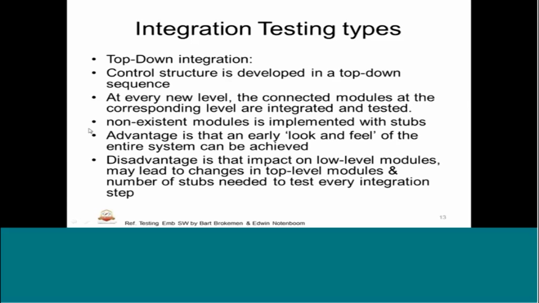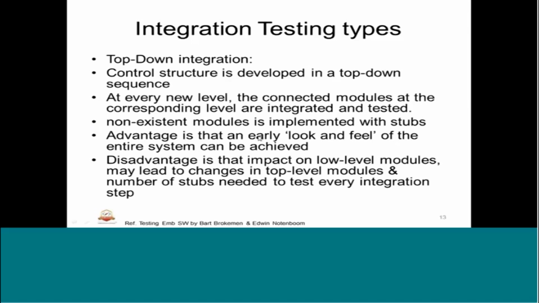Non-existent modules are implemented with stubs. As I said in an earlier slide, the complete modules would not have been developed. But still we have the higher level modules, and for the sub level modules, we can stub them and test. Stubbing is also useful when we are not able to provide different negative values for the higher level values, so that the stub can be modified by the tester for the different types of instrumentation.